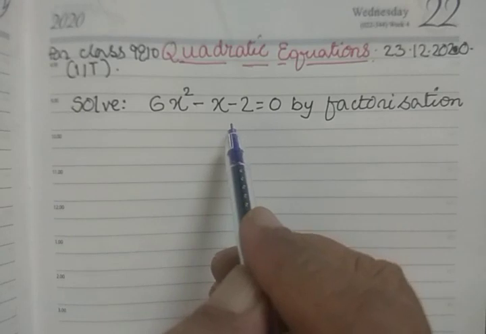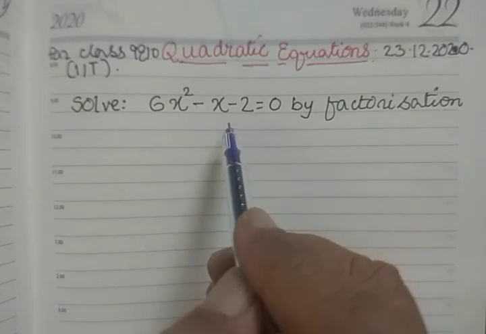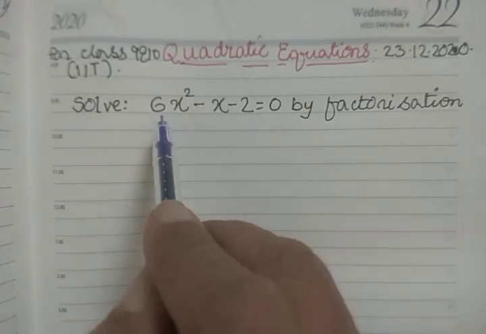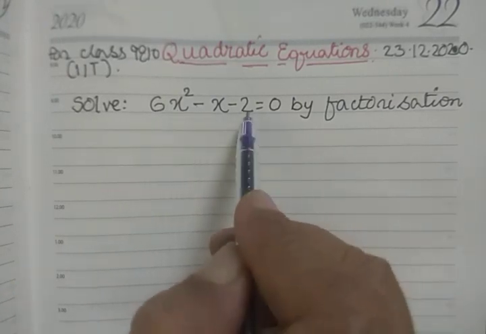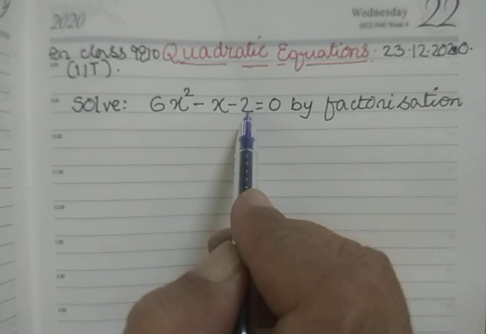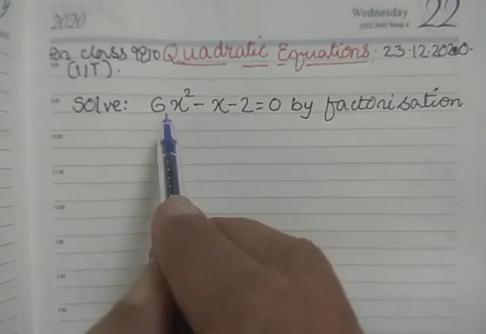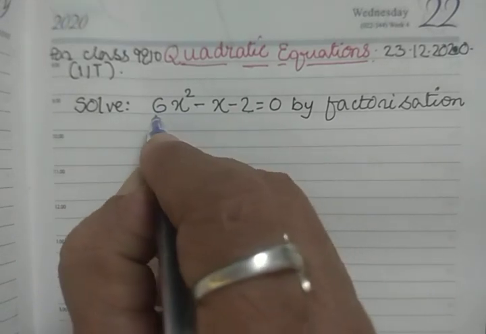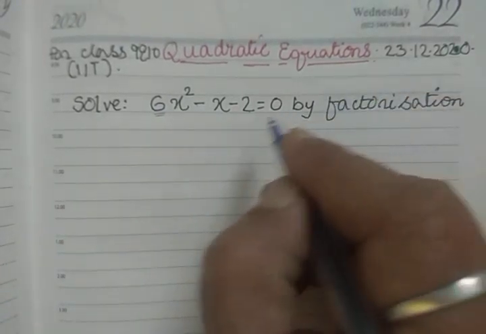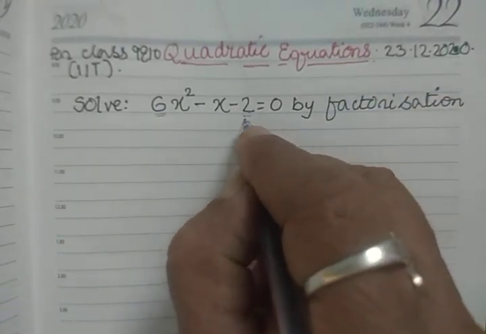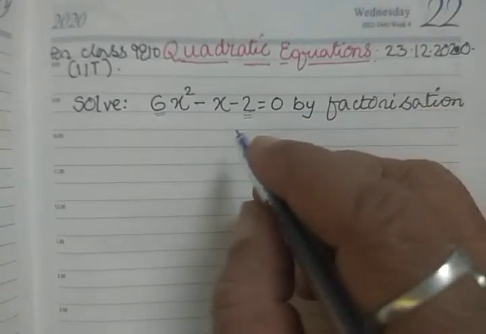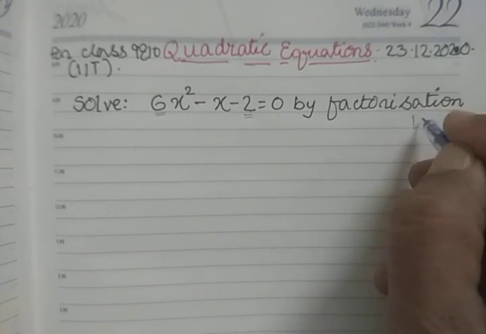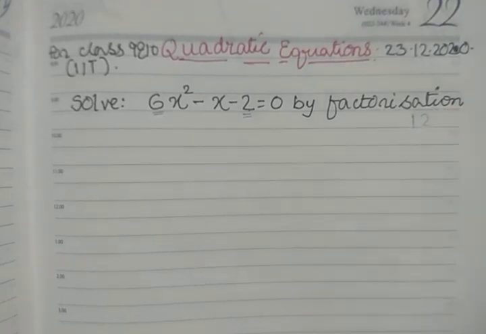If this type of question is given, first we should multiply the coefficient of x square and the constant. Here the coefficient of x square is 6 and the constant is 2. So we need to multiply these two. 6 2s are 12.